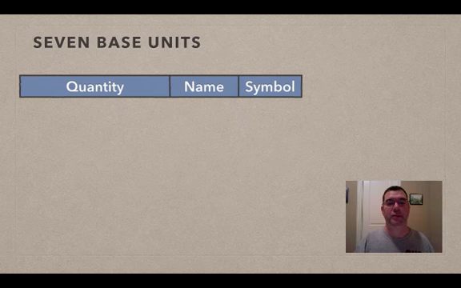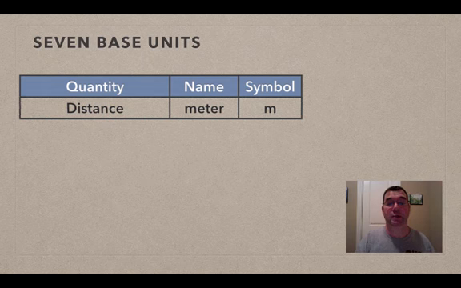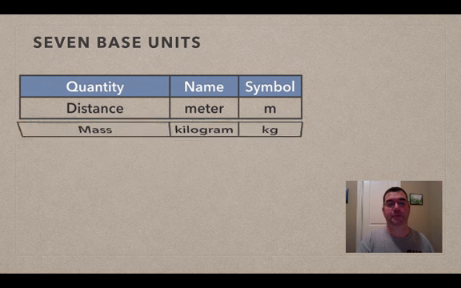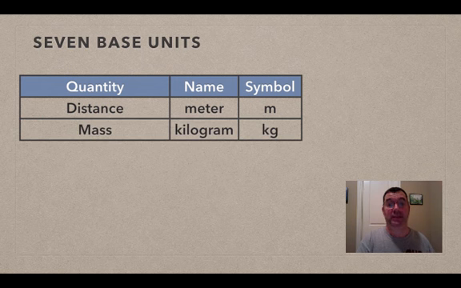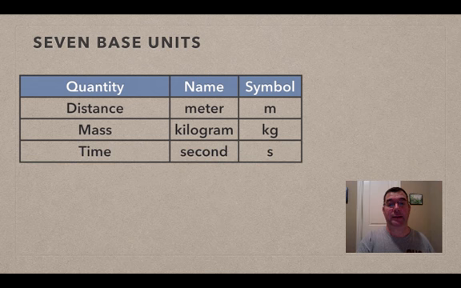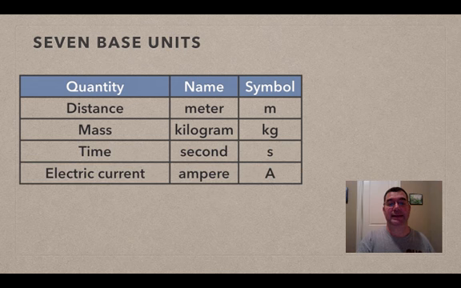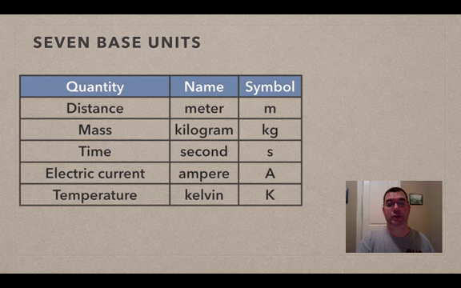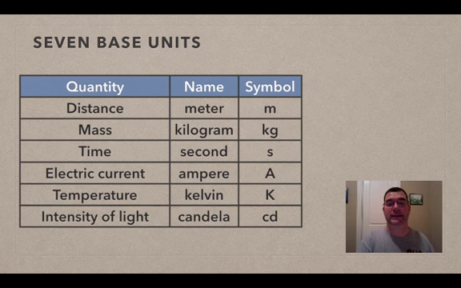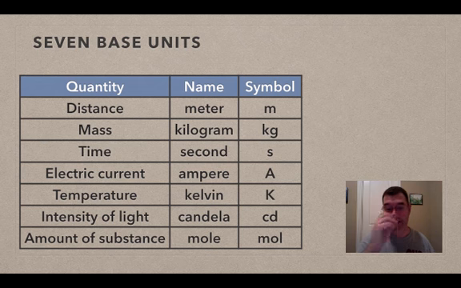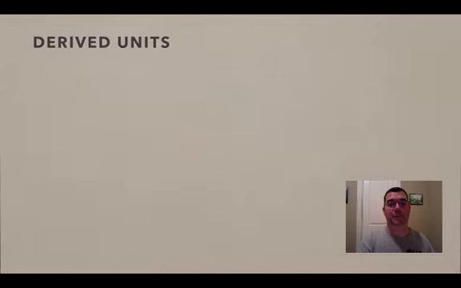Okay, there were 7 base units that were used to describe the system depending on what you wanted to measure. So if you wanted to measure distance, you would measure it in meters. Mass was measured in kilograms, time measured in seconds, electric current in amperes, temperature in Kelvin, intensity of light in candela, and the amount of a substance is measured in moles, and those are the units and the symbols for each unit in that table.